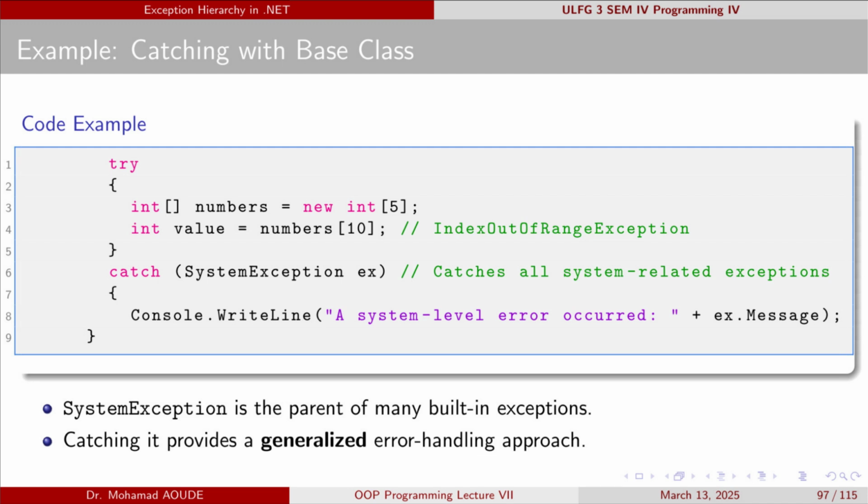This code tries to access an invalid array index. Instead of catching the specific IndexOutOfRangeException, we catch SystemException, which handles a whole family of errors. This approach simplifies error handling for grouped scenarios.